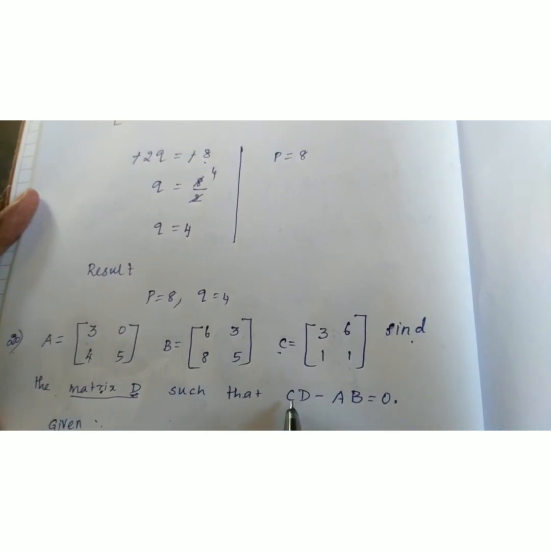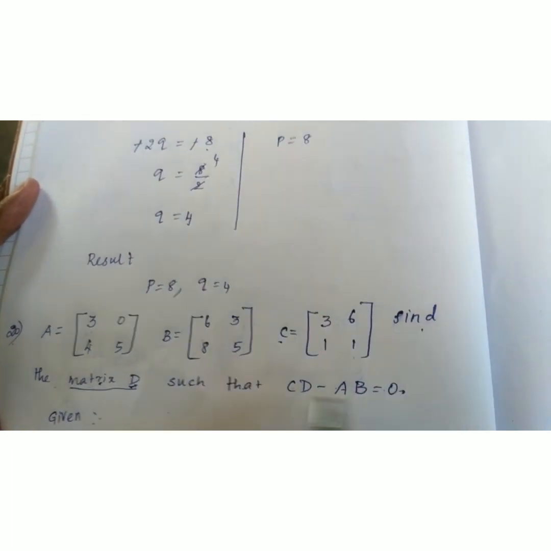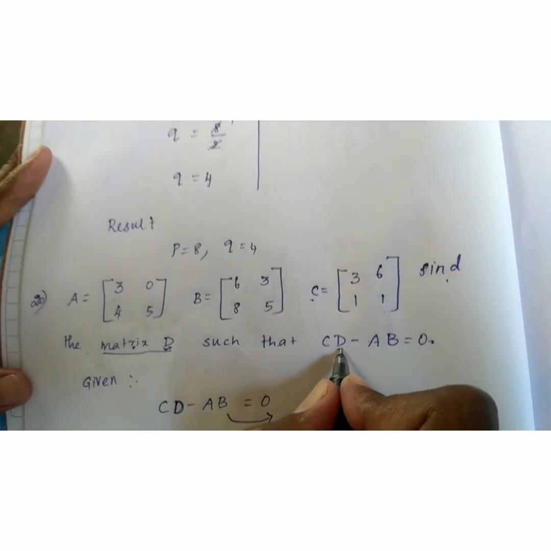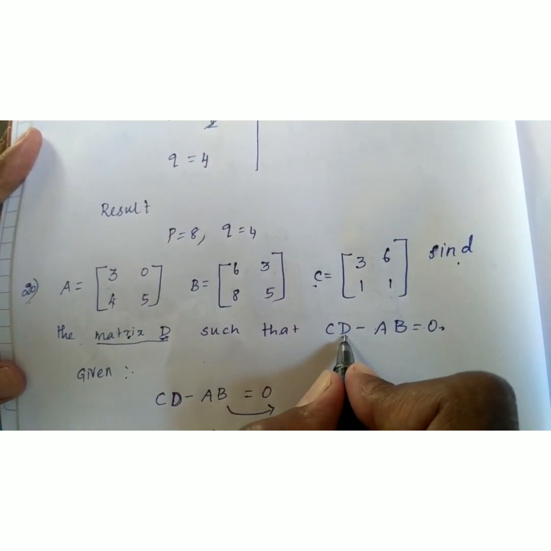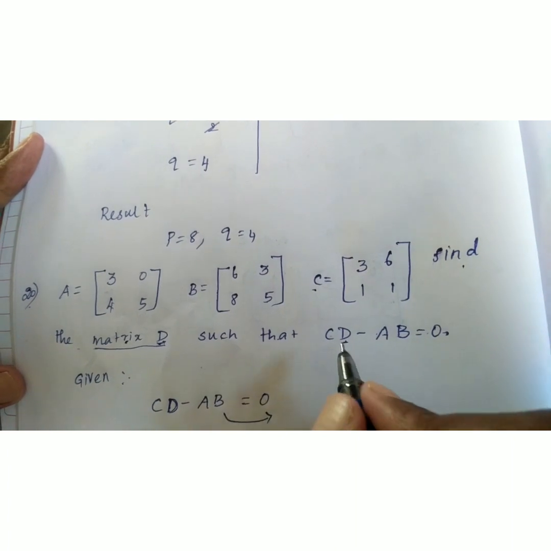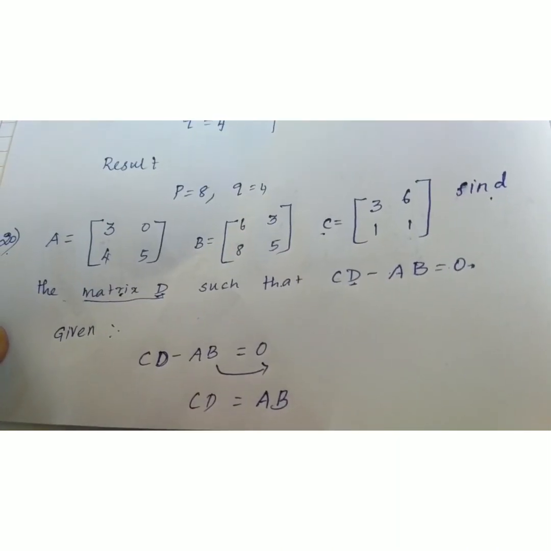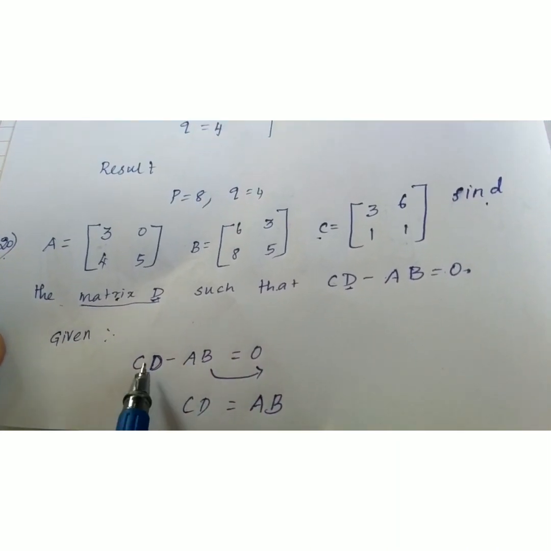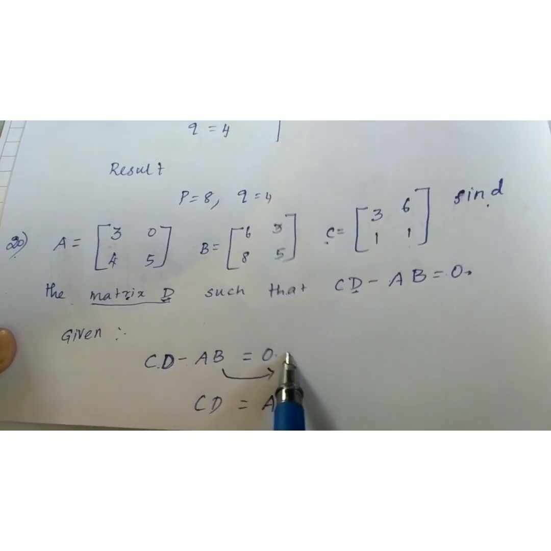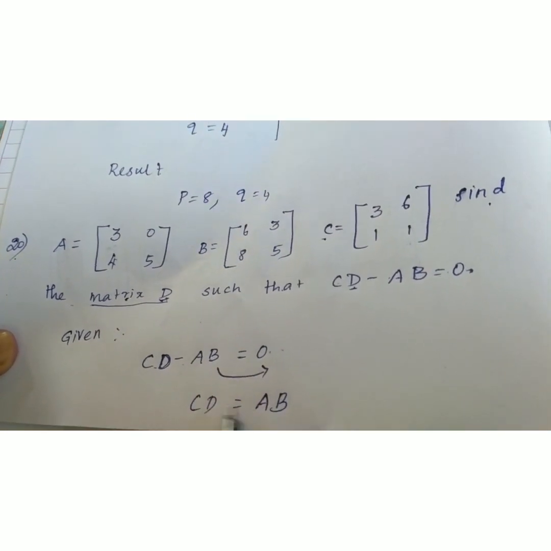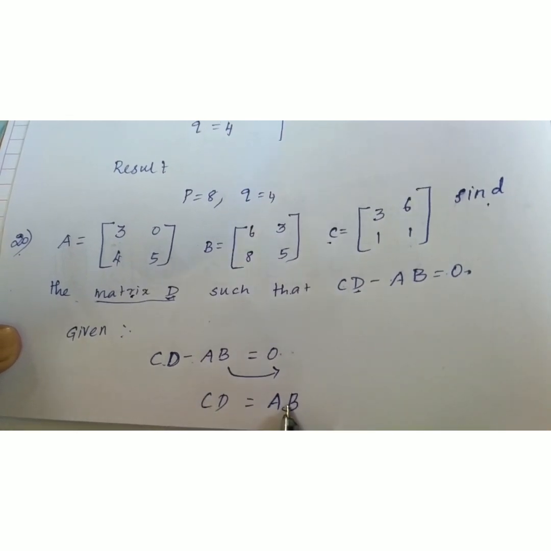Such that they given the condition CD minus AB equal to 0. இங்கே D அப்படிங்கிறது என்னன்னா one matrix, not a variable. Capital letterல denote பண்ணாங்கன்னா that is a matrix. Given condition CD minus AB equal to 0. This minus AB equation not go means plus. 0 plus AB, AB. Upper CD equal to AB.